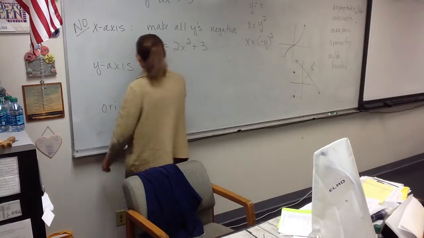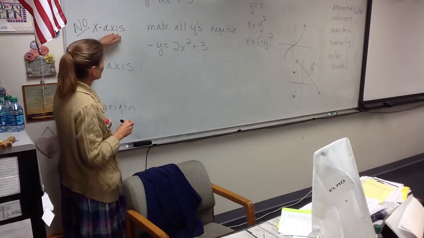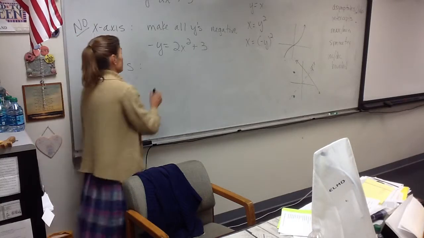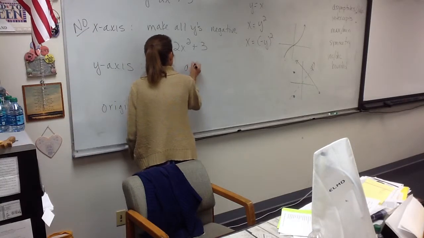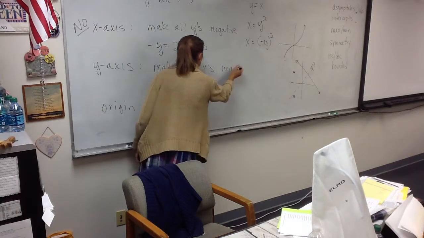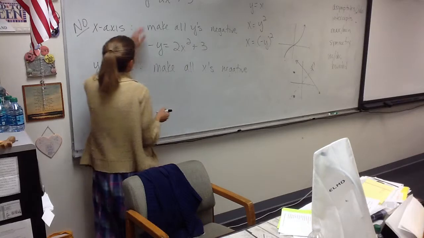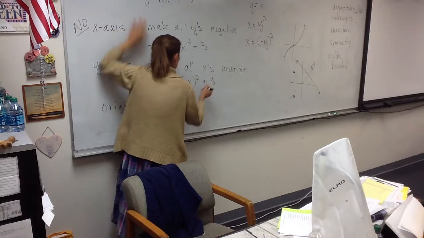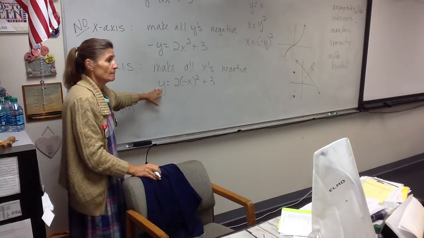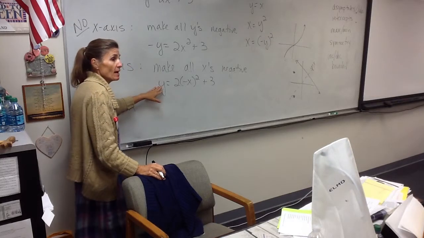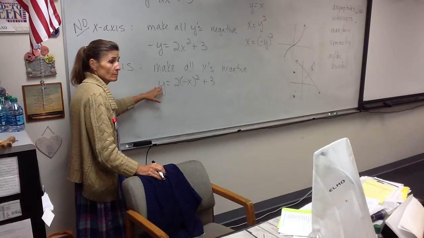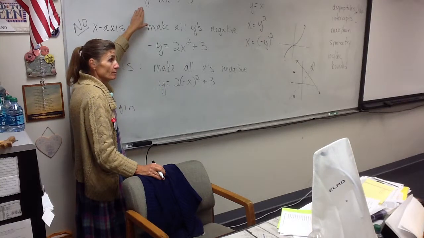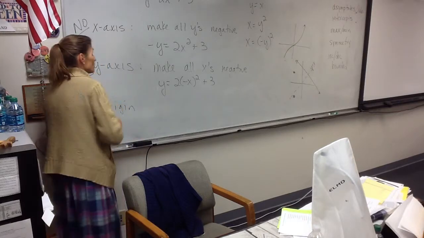All right, how about the y-axis? You want to take a wild guess? If the test of symmetry for the x-axis is to make the y's negative, what do you think the test of symmetry for the y-axis is? That's right, make the x's negative. So what would this equation look like if I did that? y equals 2 times negative x squared plus 3. Now you need to simplify that. But if you do simplify it, will you end up with this? So this one has symmetry about the y-axis.